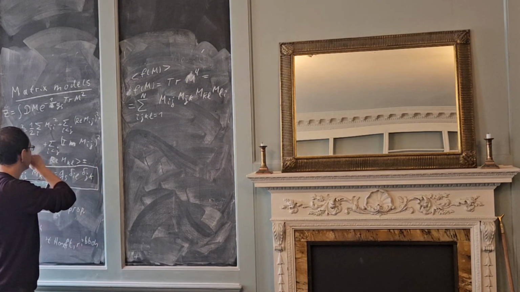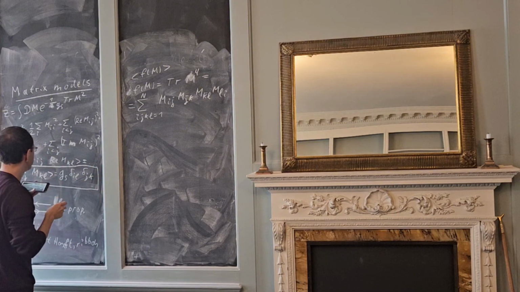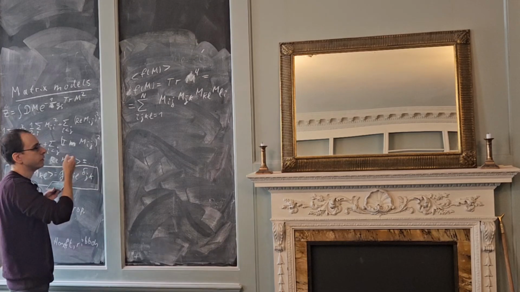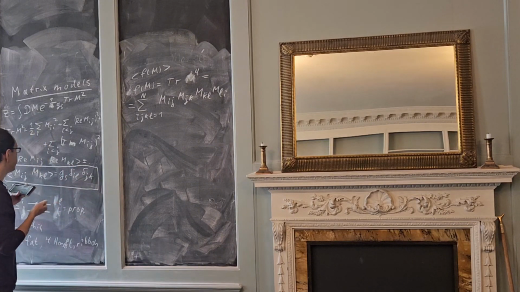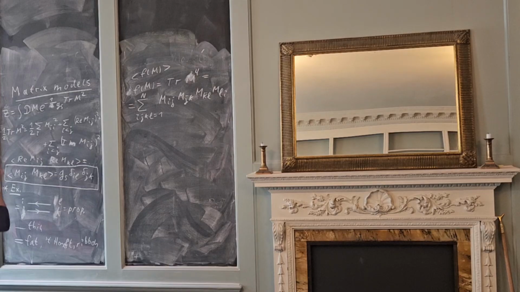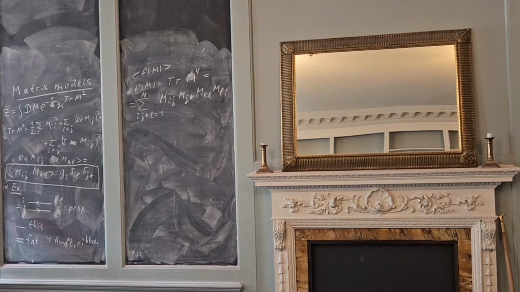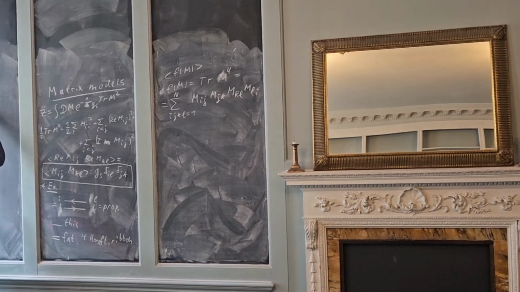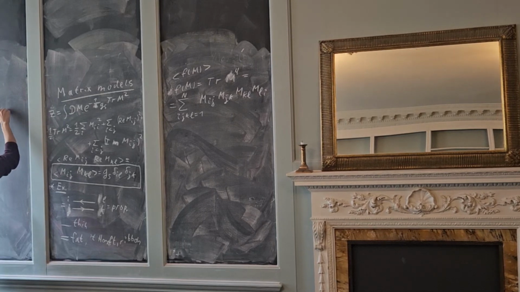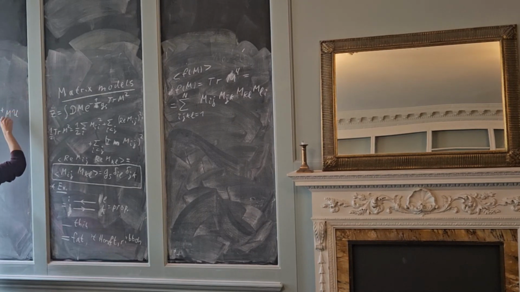By the way, an aside: traces are the nicest objects to consider because they are guaranteed to be real, and they are also guaranteed to have the same symmetry as the original action. In the action, there was a symmetry where m goes to u dagger m u, with u being a unitary matrix.